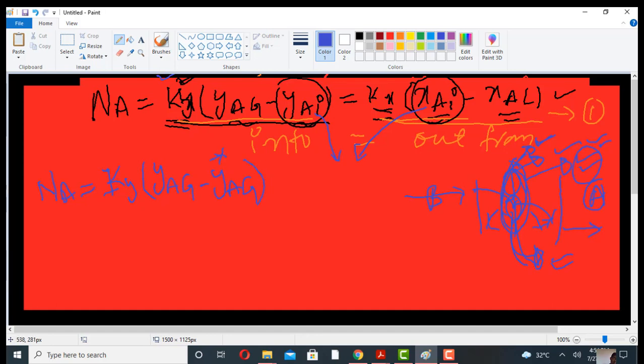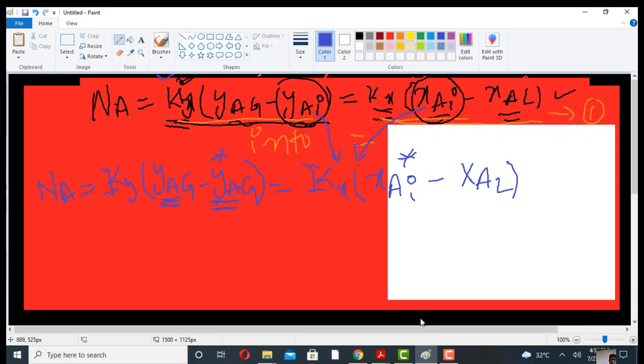See, the equilibrium concentration of component A in the bulk of gas, and this is the concentration of component A in the bulk phase at the beginning of the process. So it is XAL star, the equilibrium concentration in the bulk of liquid, the concentration of A in the bulk of gas, the equilibrium concentration of A in the bulk of gas. So suppose this is equation number 2.